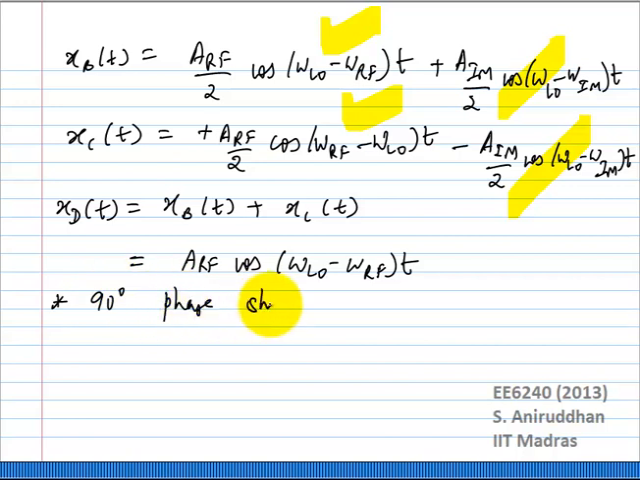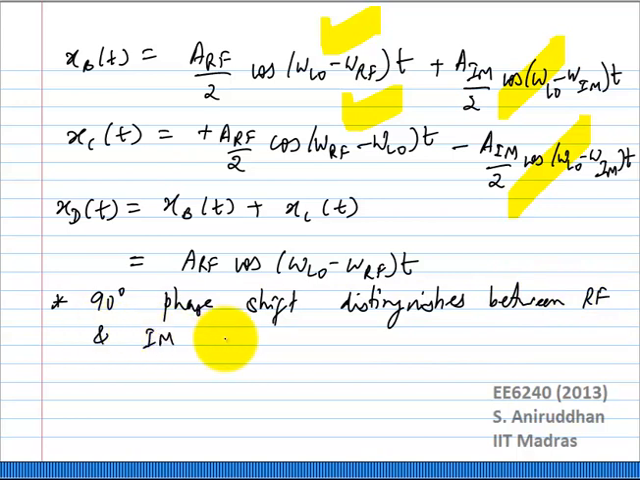The 90 degree phase shift between the RF and the image signal in terms of the polarity. Because one happens to be on the lower side of LO, the other happens to be on the upper side of LO. So it is able to distinguish between the polarity.